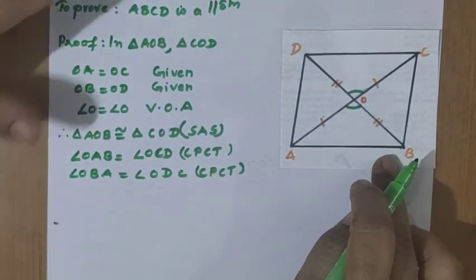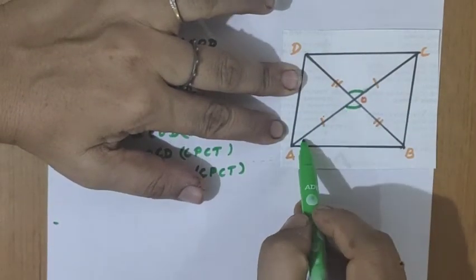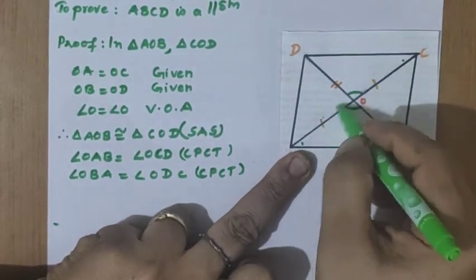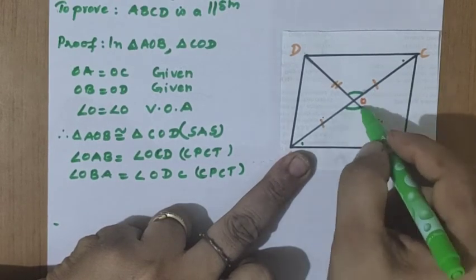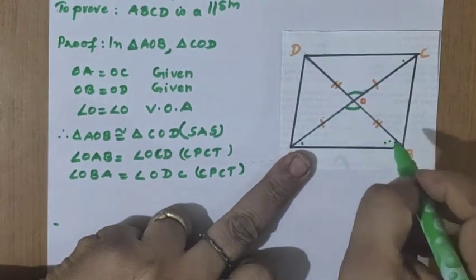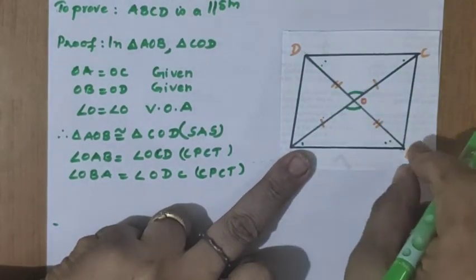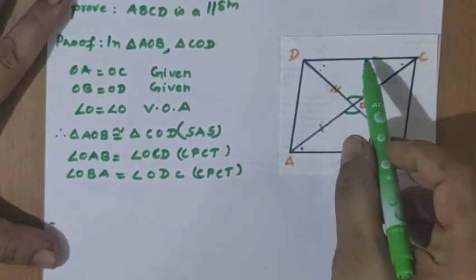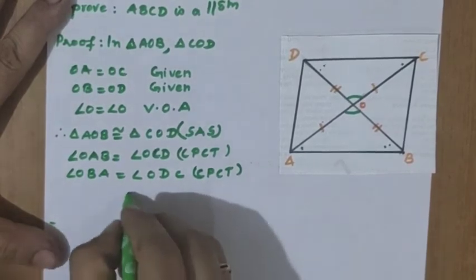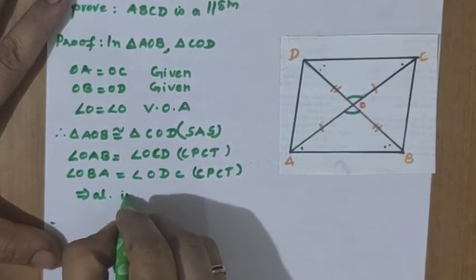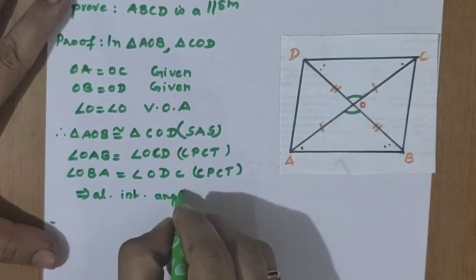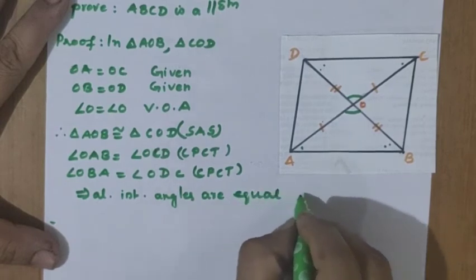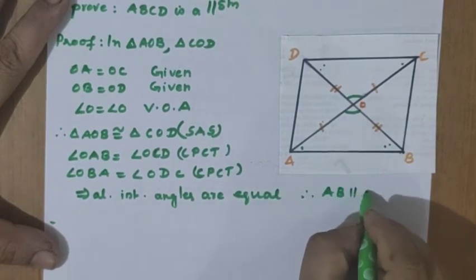By this, what is the conclusion? See the figure and tell me. Angle OAB equals angle OCD, we got. These two are alternate interior angles. And similarly angle OBA also, if you consider, is one of the alternate interior angles. By CPCT we are getting that the pair of alternate interior angles are equal. Therefore these two lines are parallel. Therefore AB is parallel to CD.